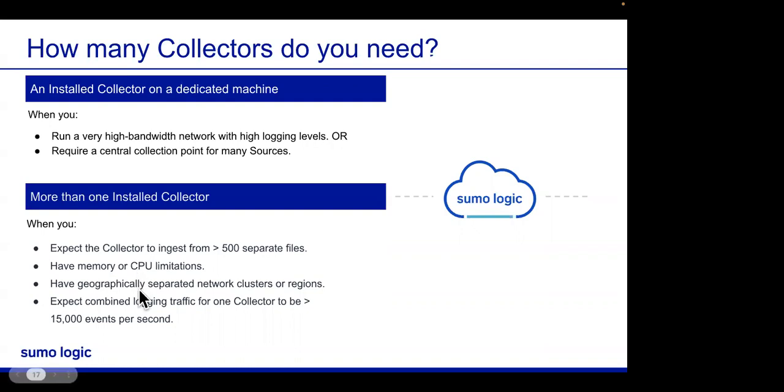If you're using AWS and you're in separate regions, then you may want to have separate collectors, one for each region. And then also, if your combined logging traffic on one collector is expected to be about 15,000 events per second, you're going to want to start standing up a second or third collector. Of course, this information here makes really great test questions. So you might want to make note of this slide. You can do a screen capture of it, or as I said, in a few minutes, I'll show you where the slides are.